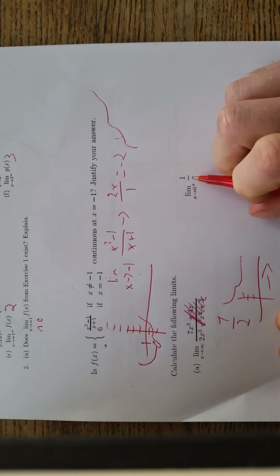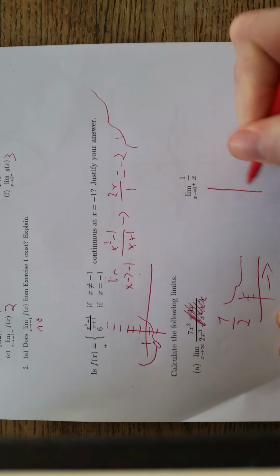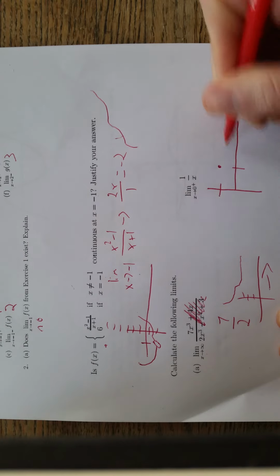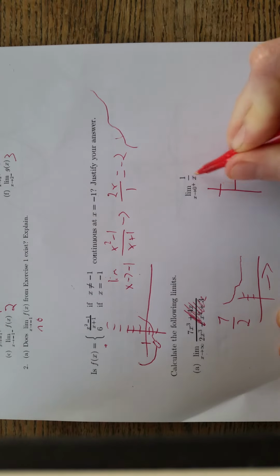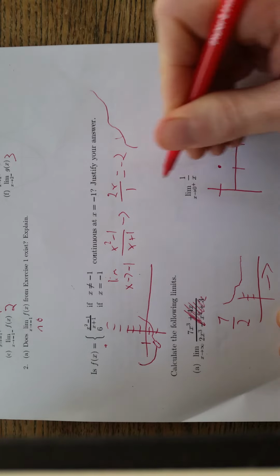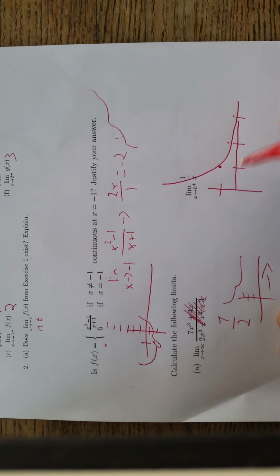Right-hand limit, as x goes to 0, of 1/x. Okay, so I'm just going to kind of draw a picture of 1/x. So when x is 1, y is 1. When x is 2, y is 1/2. When x is 3, it's 1/3. And you can sort of see that it starts to look like this. So this one's asking you to think about this graphically.